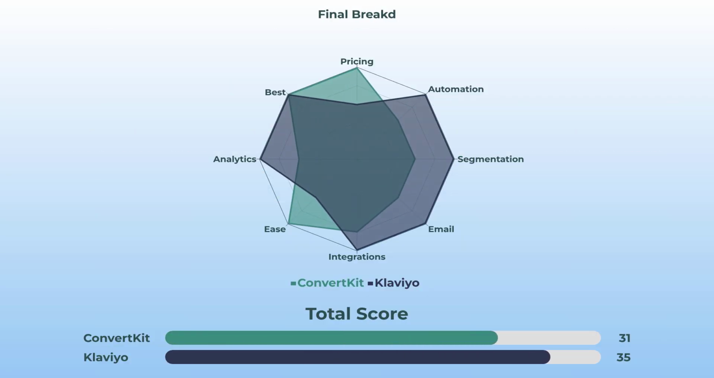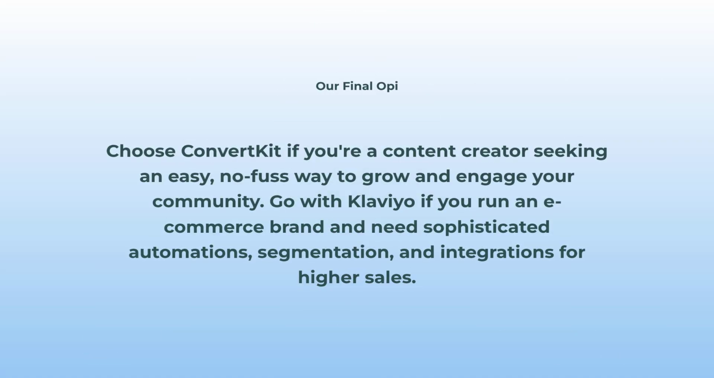So looking at the whole chart, Klaviyo totally dominates when it comes to automation, segmentation, integrations, reporting, and templates. Just a powerhouse if you're running a store or want super granular features. ConvertKit, though, solid in pricing and ease of use, and just wins hands down if you're a creator or starting out and need simplicity. So at the end of the day, here's my honest take.